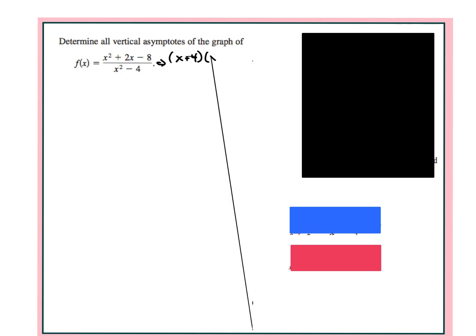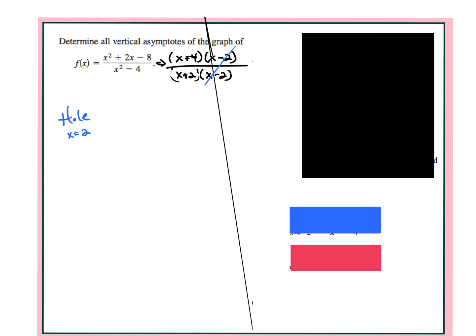Love it. All right. And then what's on my denominator? What does that factor to? x plus 2, x minus 2. All right. So what happens? The x minus 2's cancel, right? What did that create? It created a hole. Now, this created a hole at what? At x equals 2.